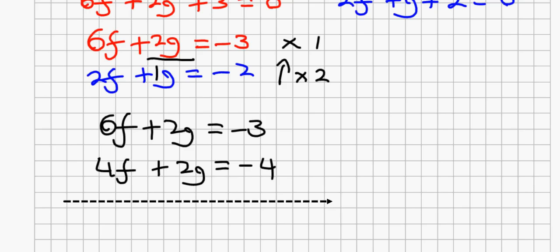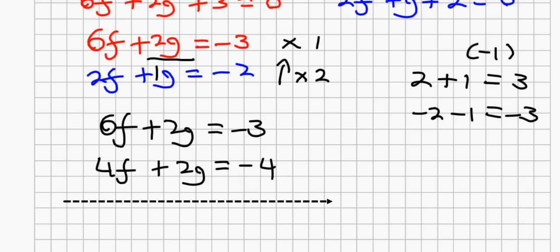Now, when you add them both together, the g's still don't cancel. So what we need to do is change this 2g into a minus 2g. So if you imagine we had the following equation, 2 plus 1 equals 3. What we know about 2 plus 1 equals 3 is that if we multiply both sides by minus 1, we could get minus 2 minus 1 equals minus 3. So remember, when you multiply one side of an equation by a number, you must also multiply the other side of the equation by the same number.